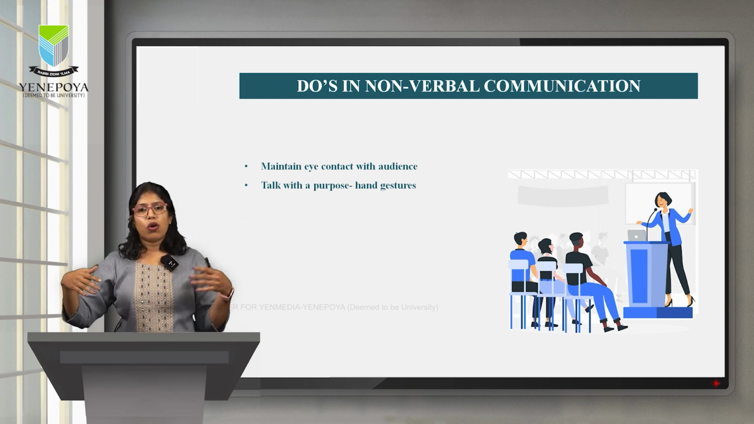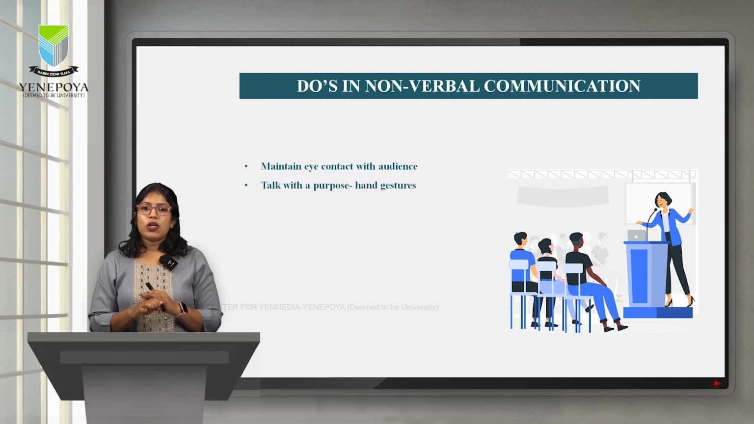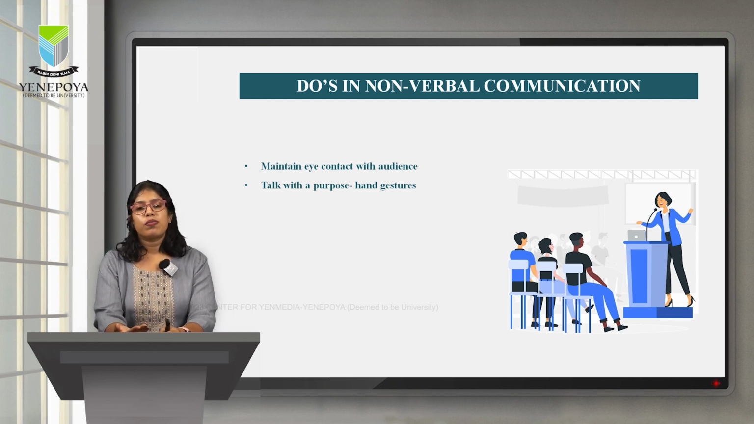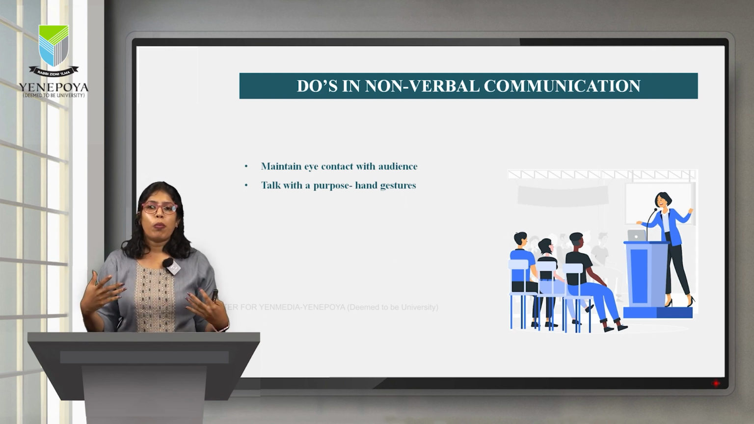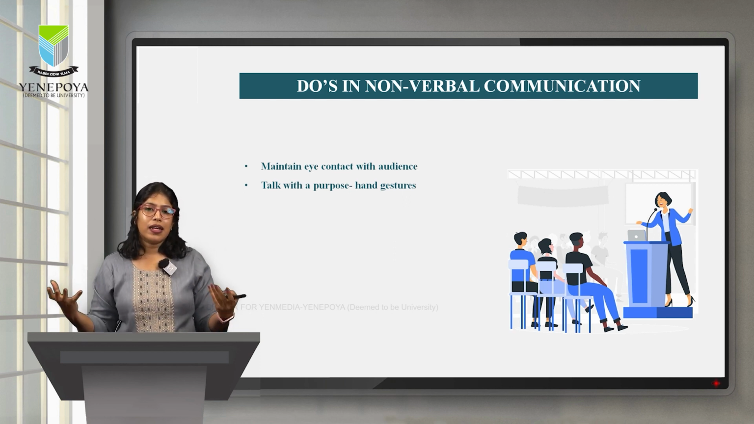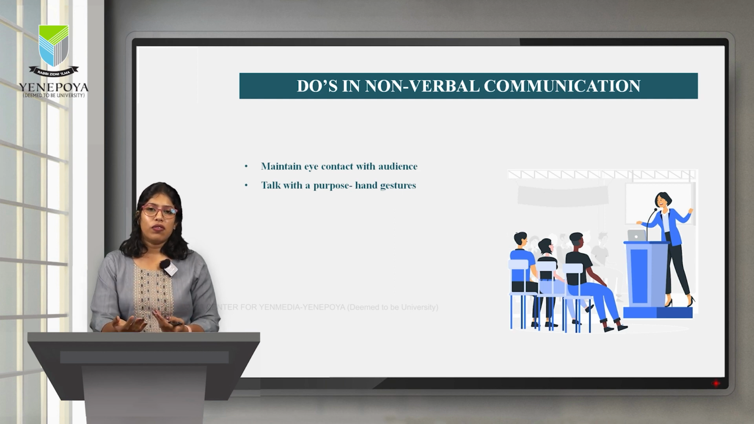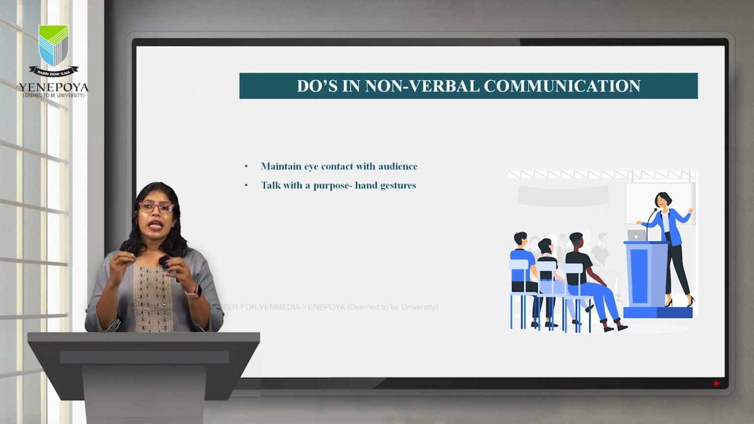Don't simply go on like you're doing a dance, because that puts off the person that you are trying to talk to, and then they may assume that you are much more into theatrics than having a conversation with them. So ensure that you use hand gestures in a very purposeful manner and in a very important manner.